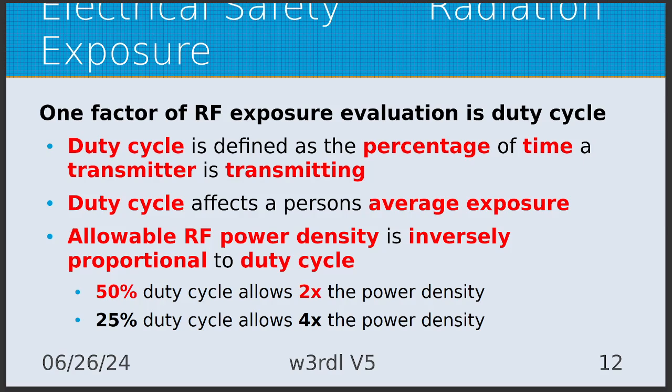Allowable RF power density is inversely proportional to duty cycle. So a 50% duty cycle allows 2 times the power density. If your duty cycle is 25%, you're allowed 4 times the power density.